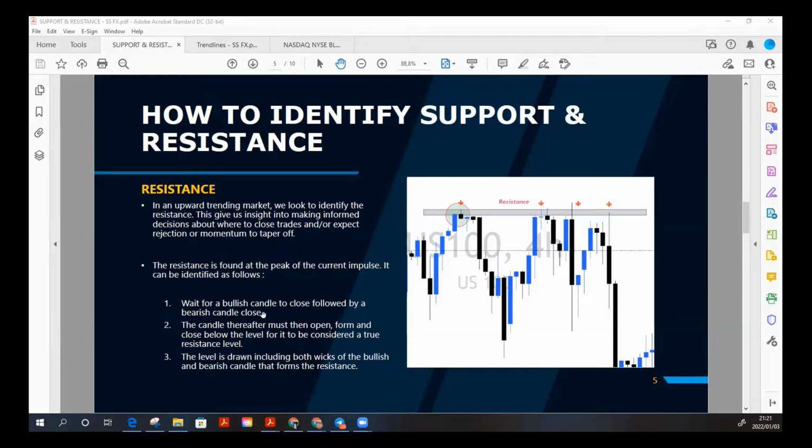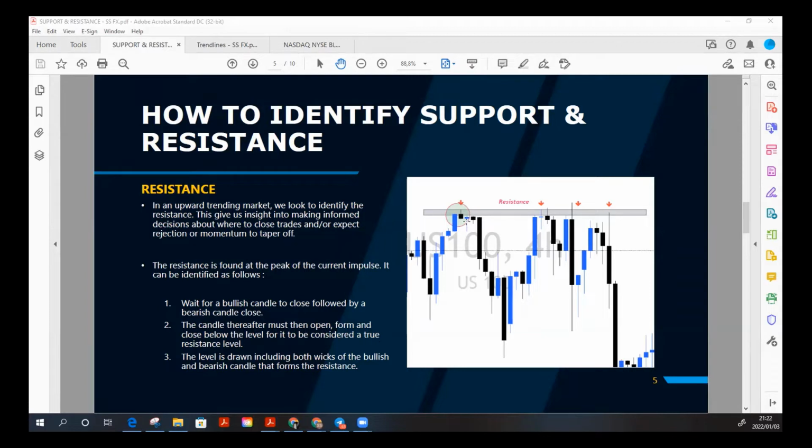Number one, we wait for a bullish candle to close, followed by a bearish candle close. If you look at this example, we can see that this is your impulse. Here's your bullish candle that closed. We've got a bearish candle that follows and closes after this bullish candle, making this level the resistance level, right? So the candle thereafter must then open, form, and close below the level for it to be considered a true resistance level. So we identify that this level is the resistance.